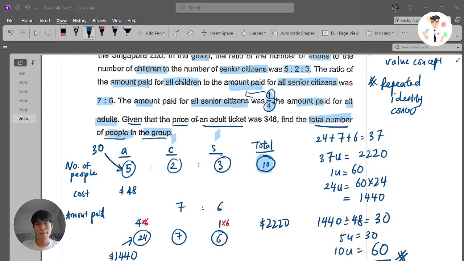Okay, good job. This is not a very difficult question as long as you know this is a number and value concept and you know this is a repeated identity concept that's involved in this question. Okay, my students that have already done number and value concept before, you should see this question as a very familiar question that we have practiced before.